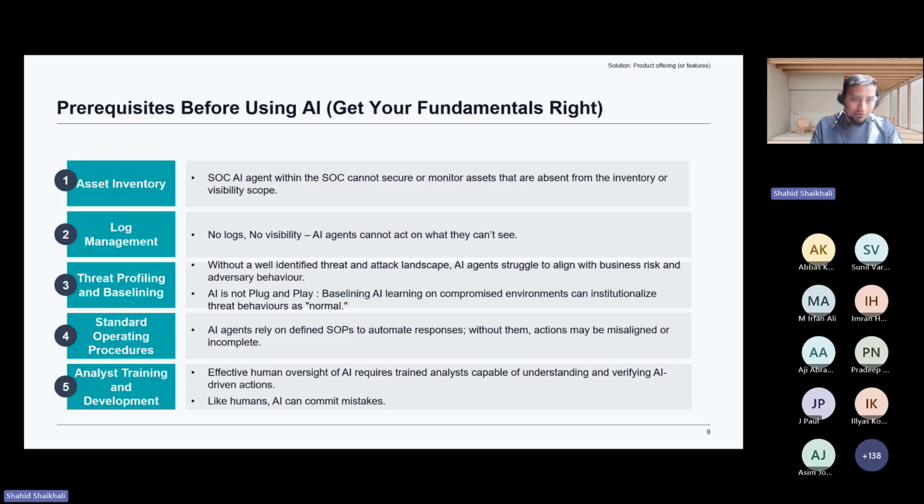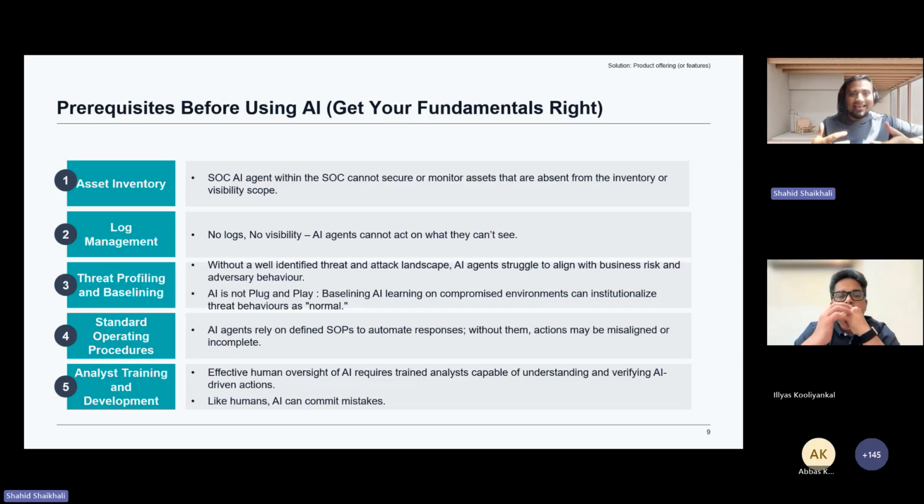And the next very important point is baselining. It is very, very crucial to know that AI is not plug and play. Baselining AI learned on a compromised environment can institutionalize threat behaviors as normal. What does this mean? If you have an already compromised environment and you plug in an NDR which has an AI capability, or an EDR or XDR with AI capability, it's going to learn the compromised behavior as normal and institutionalize it. And that would result in missed attacks or incidents.